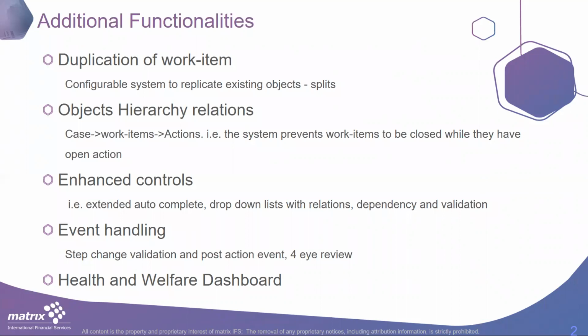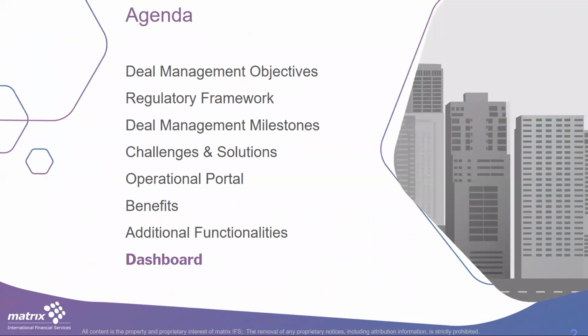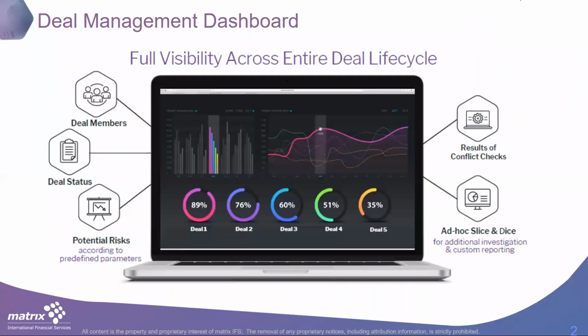most importantly, the health and welfare dashboard that can show you at any point where the deal is right now, but also give you more information about the members, about potential risks that have been outlined by the system, the results of conflict checks and the velocity of these. You can also have metrics on how long it took to perform some tasks, and further reduce the time by making sure that you are adding resources on the bottlenecks to further reduce the time used for a certain deal.